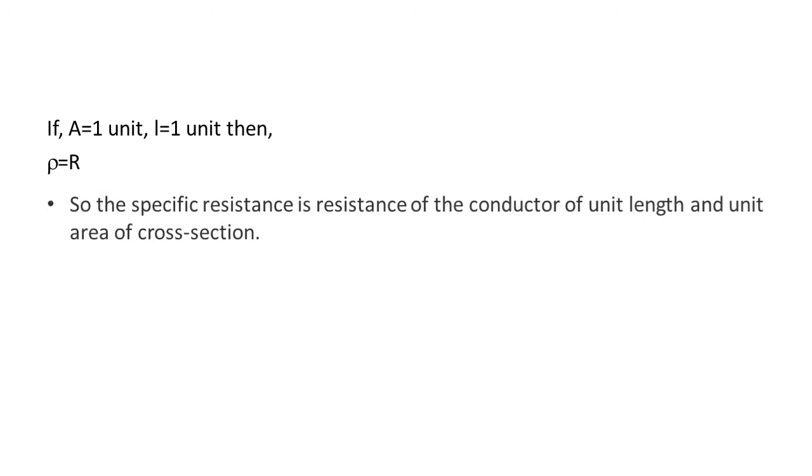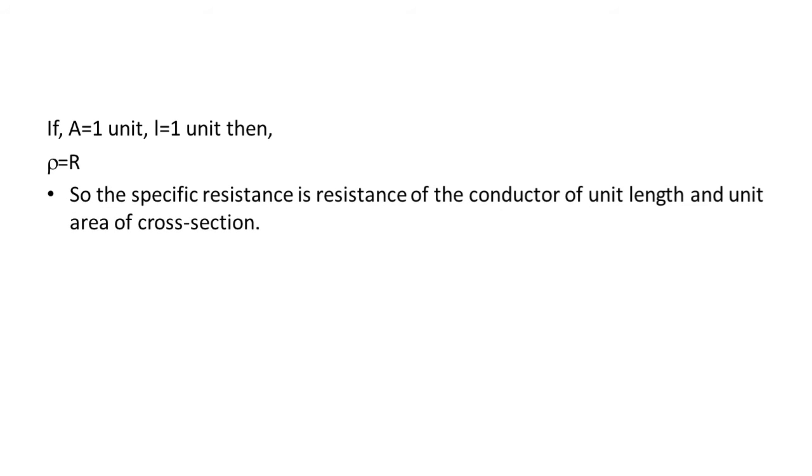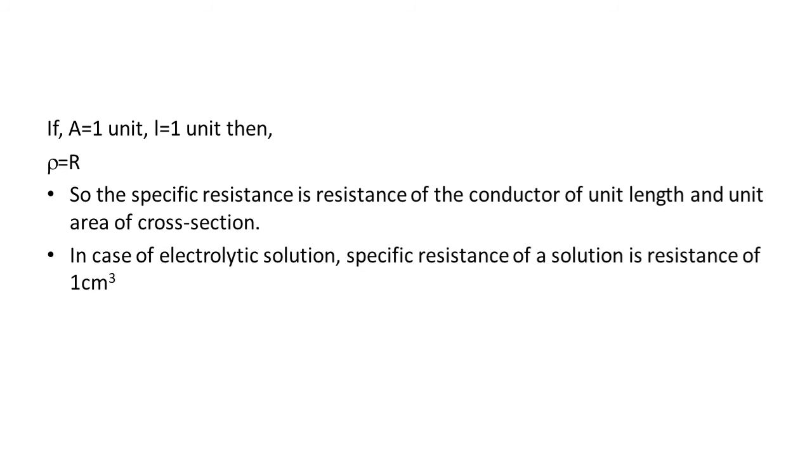If A is equal to 1 unit and L is equal to 1 unit, then rho equals R. So, the specific resistance is the resistance of a conductor of unit length and unit area of cross section. In case of an electrolytic solution, the specific resistance of a solution is the resistance of 1 cubic centimeter of solution. Its unit is ohm centimeter or ohm meter.